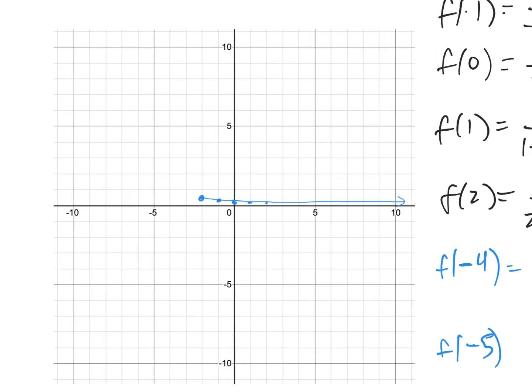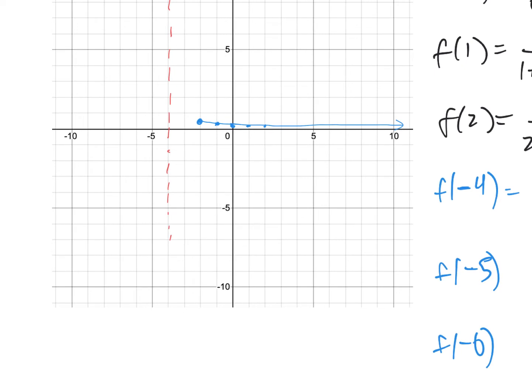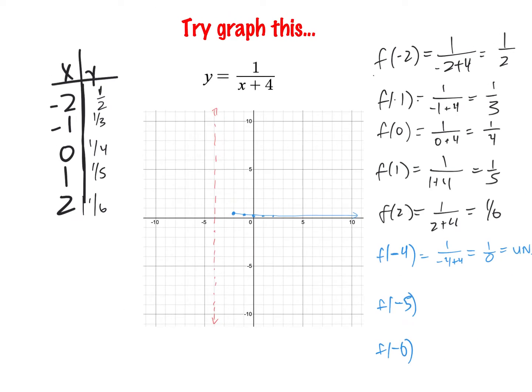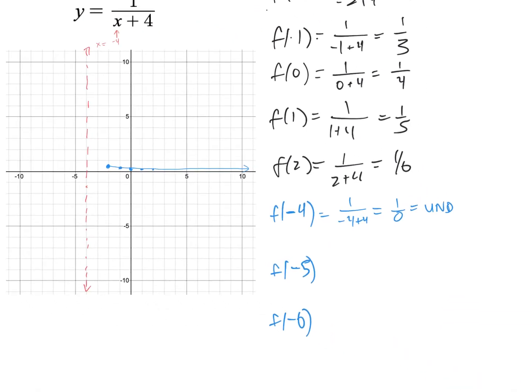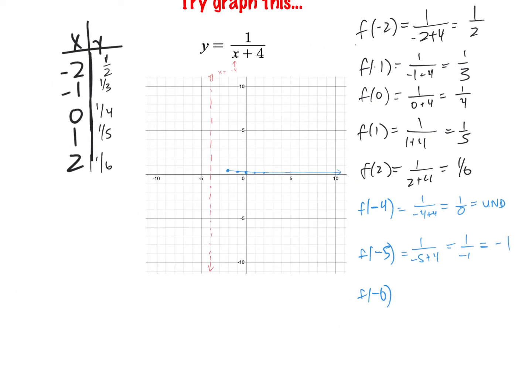So I'm going to go to -4, and maybe in a different color even, I'm going to graph my vertical asymptote. That's super important, that you know where that vertical asymptote is. Another way to think about it is, what number is going to make the denominator 0? In this case, it was -4. So my asymptote was x is equal to -4. Next up, let's evaluate f of -5. I'm going to have 1 over -5 plus 4, which is 1 over -1, which is just -1. So I'm going to graph (-5, -1). Okay.